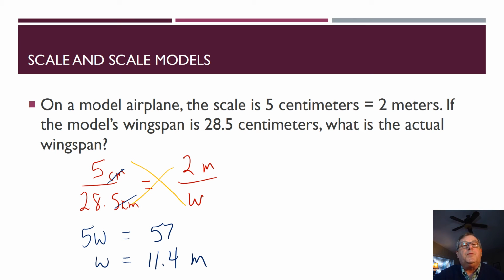Again, let's be persistent. We want to set it up again where we put our scale. We could do it the opposite way, and we could have put 28.5 over 5 and our variable over 2 meters and cross multiplied. We'd come up with the same answer. We just want to be consistent when we develop our ratios and set them up as proportions.